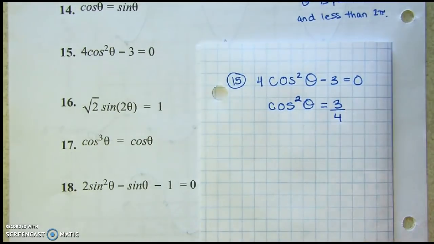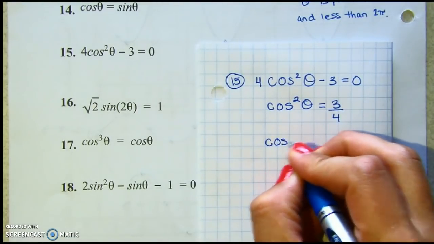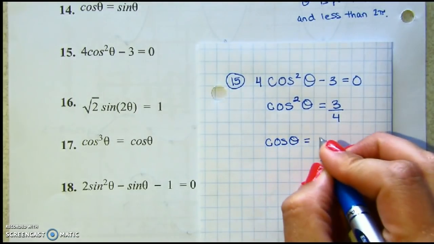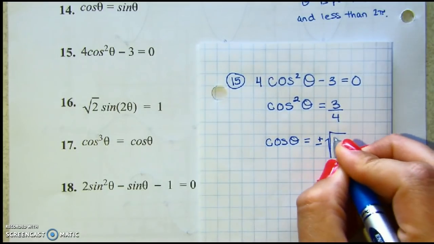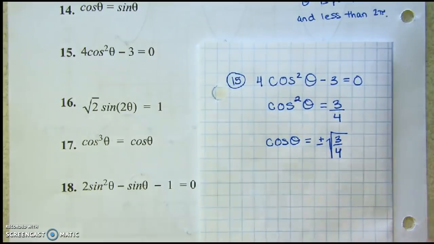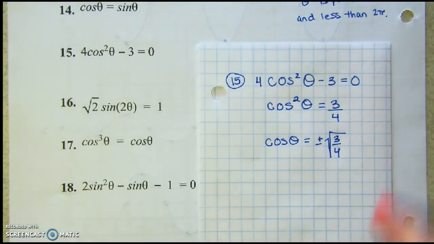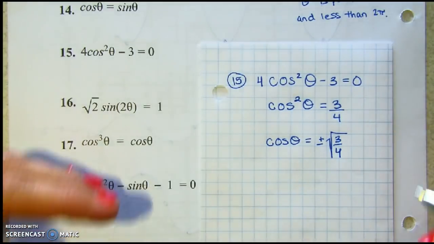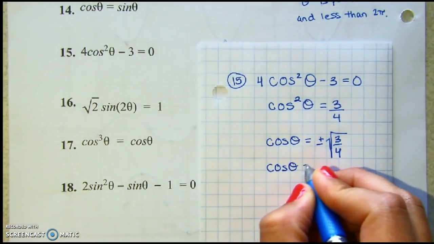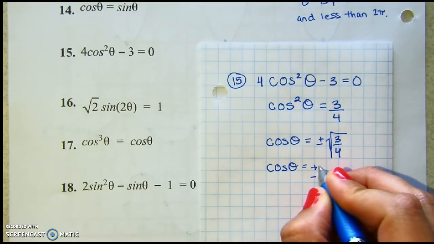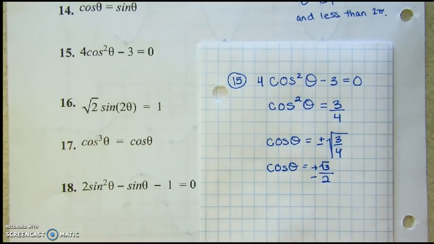Now, how do we get rid of the square? The power of 2. We're going to take the square root. Every time we take a square root and we're solving for a variable, we have to put plus or minus. Plus or minus square root 3 over 4. Okay, how do you take a square root of a fraction? You just do the square root of the top and square root of the bottom. So we have cosine theta equals plus or minus square root 3 over, what's the square root of 4? 2, like that. Okay?